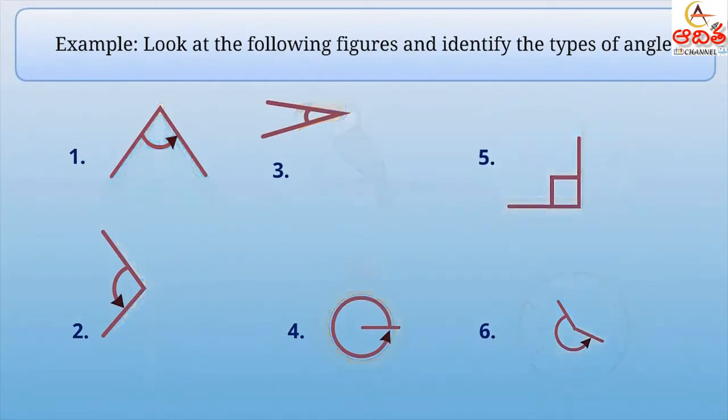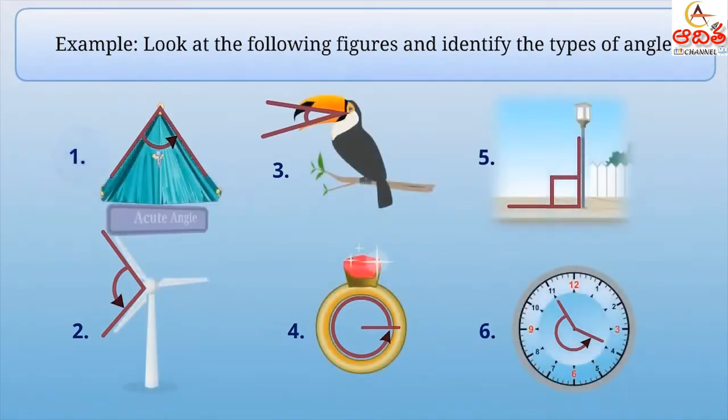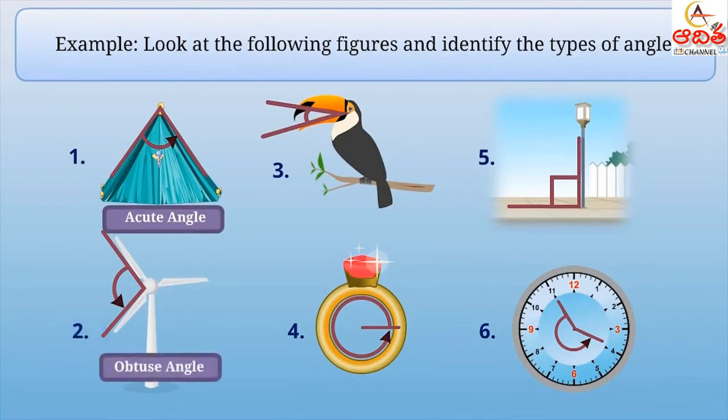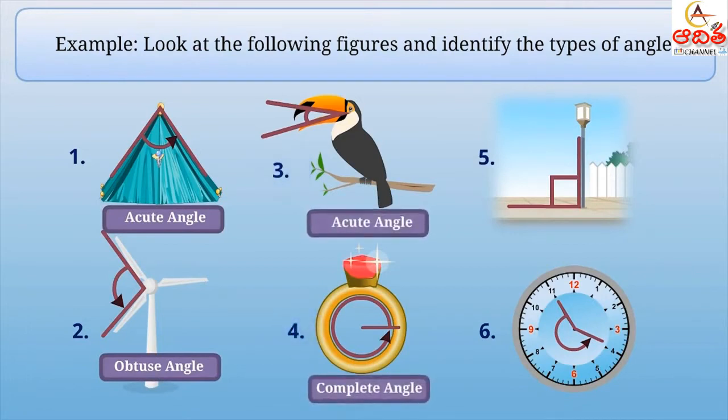Following angles are represented in given figures. In the first figure, it is an acute angle. In the second, an obtuse. In the third, an acute. In the fourth, a complete angle. The fifth is a right angle. And the sixth is a reflex angle.